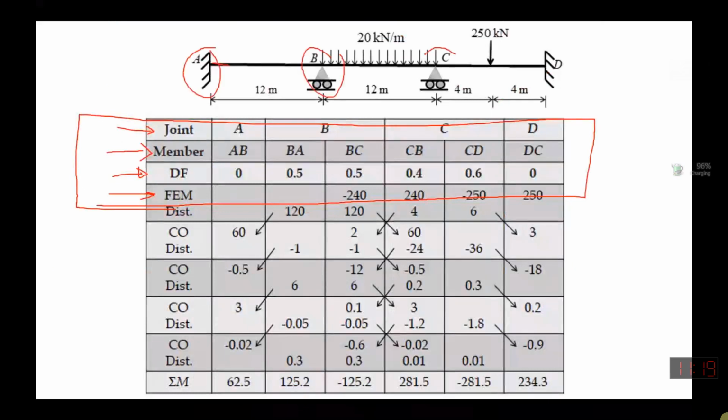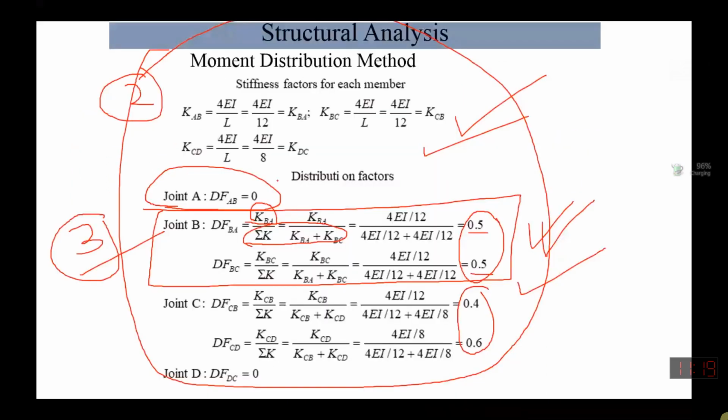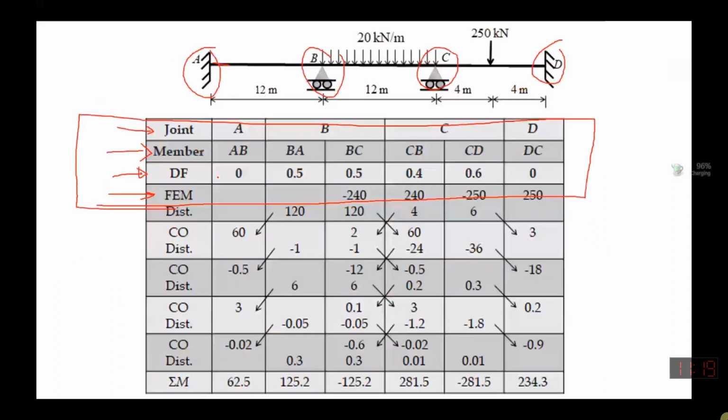Then the members: this is member AB, this is member BA, BC, CD. Then you know the distribution factors. You have calculated them. Distribution factor for AB is equal to 0, so you put it here as 0. For this one, 0.5 and 0.5. For this one, 0.4 and 0.6. And then the last one is also 0.